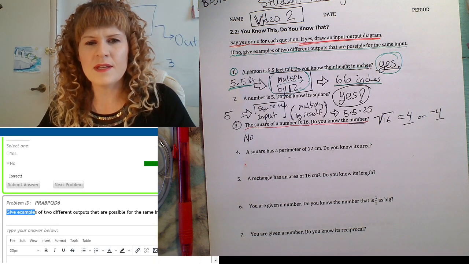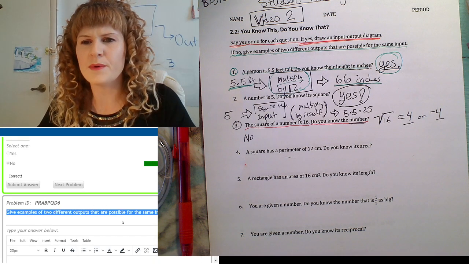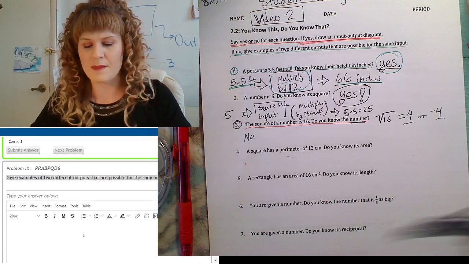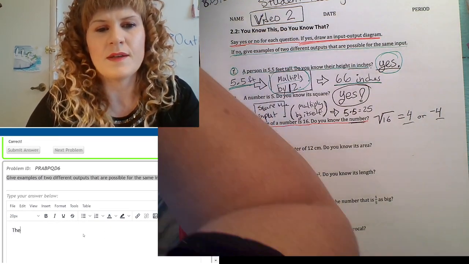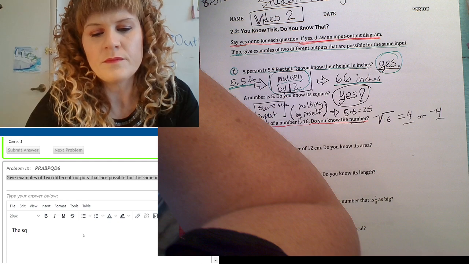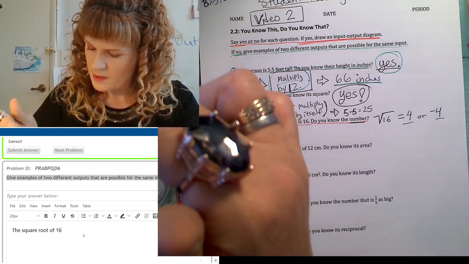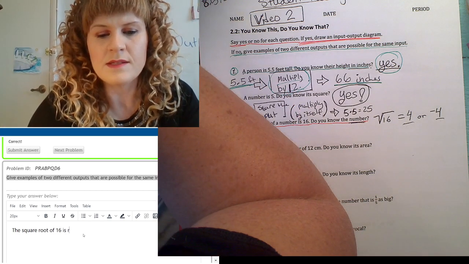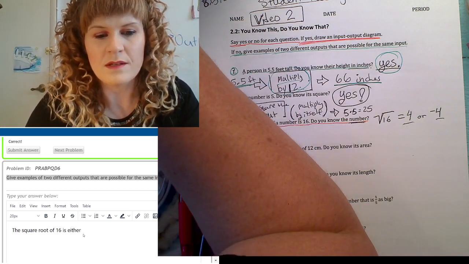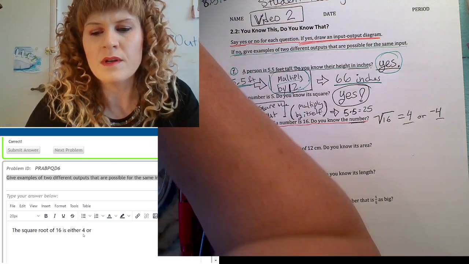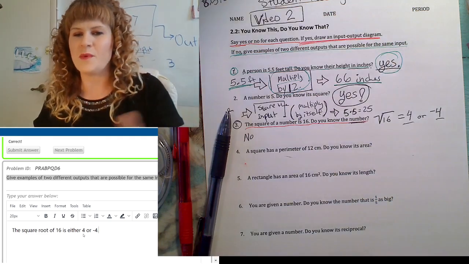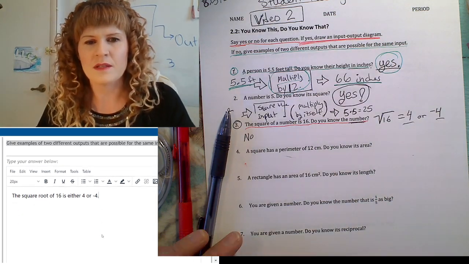Next, give examples of 2 different outputs that are possible for the same input. Okay, so the square root of 16 is either 4 or -4. I don't know which one the answer would be.